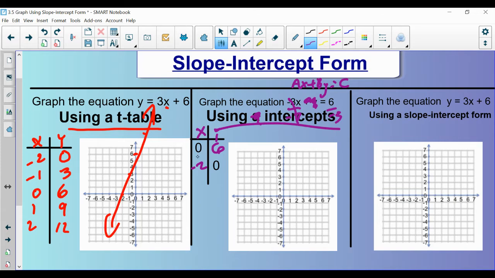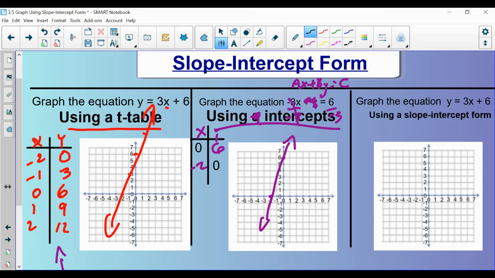From here, I would plot both of these points, (0, 6) and (-2, 0). So then I would connect them, and I'm going to get the same line. Both of these methods were pretty okay, I think. Both of these methods are not terribly difficult. I think this one maybe is a little bit more time consuming. I had to make my table a lot larger than this one here. And both of these methods should be doable for you guys.